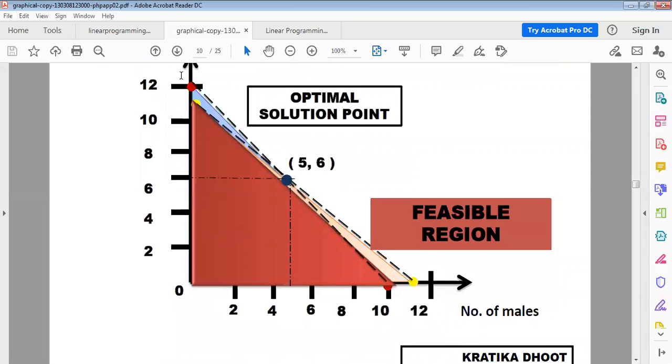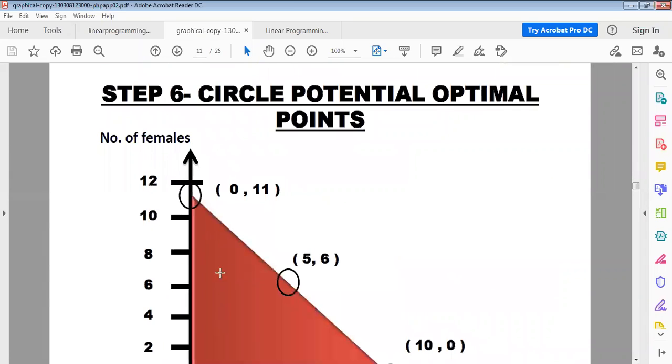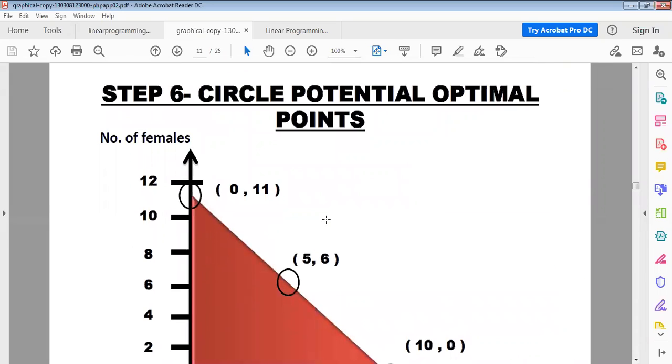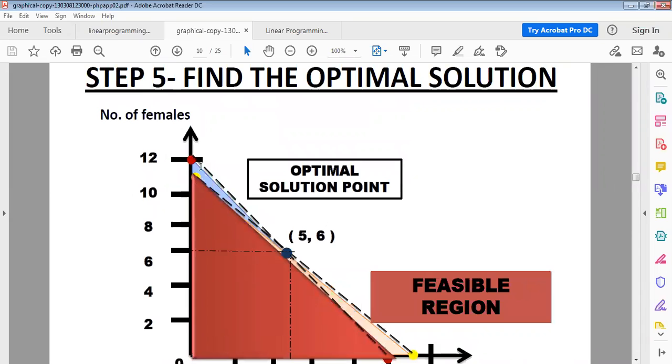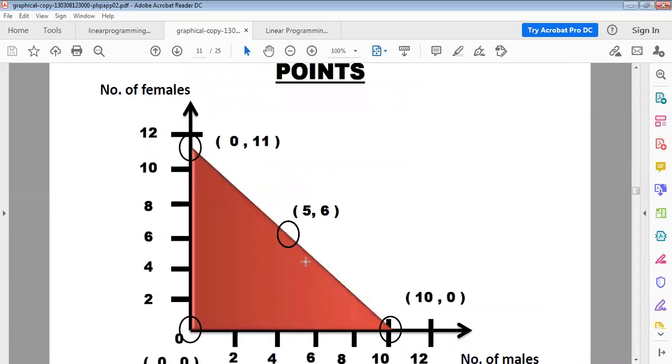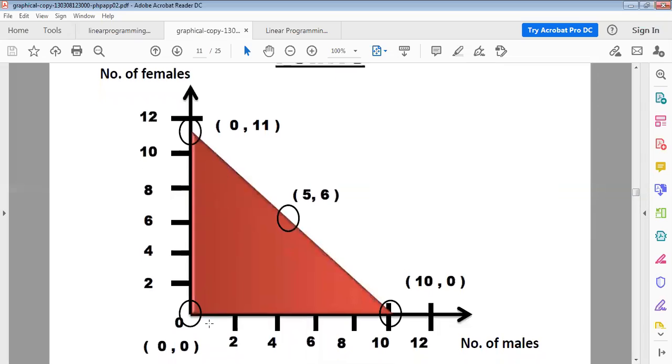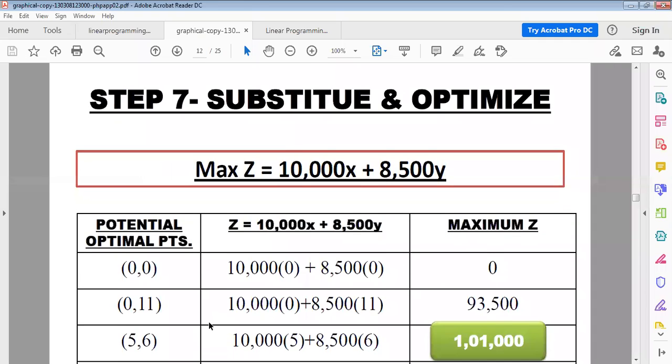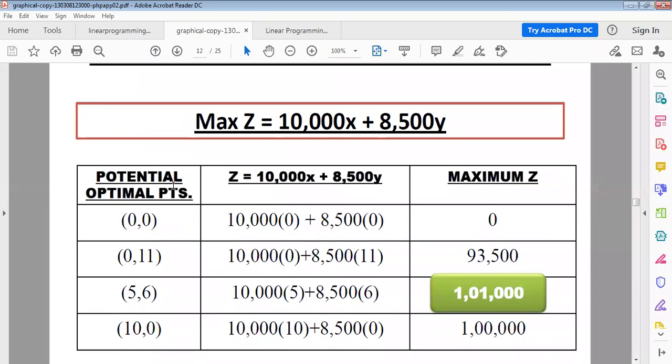This is the number of male, and this is the number of female. Now we circle the potential optimal points. There are 4 corner points. One is this, and the (5, 6) comes from solving the two equations. We get 5 and 6. This is a corner point, and these 4 points are the extreme points for the maximization problem. Now we tabulate these potential or extreme points.